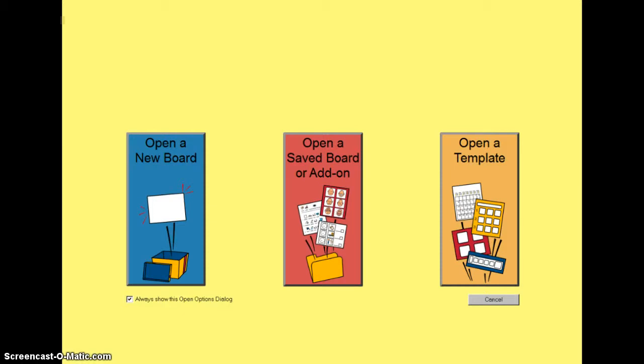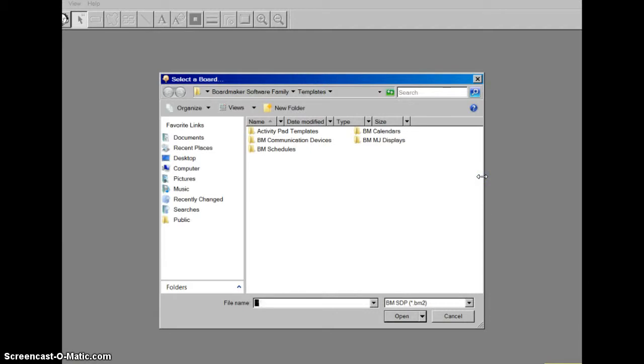You will see a bright yellow screen with 3 choices: New Board, Saved Board, or Open a Template. I'm going to choose Template because templates are already preformed for you, and I think they're a little bit easier for the first-time user.